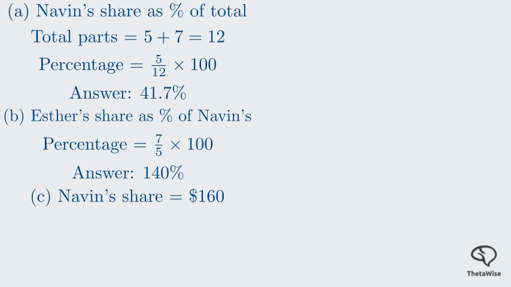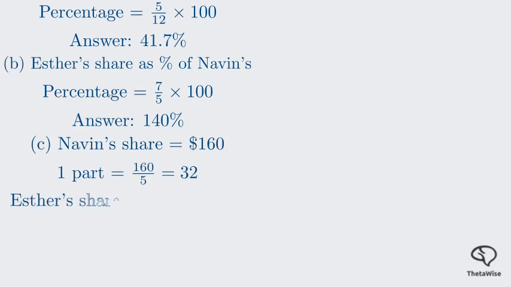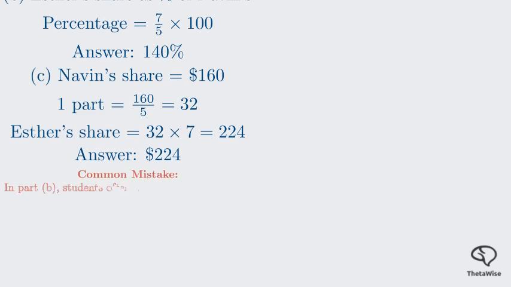We need to work out Esther's share. Since Naveen's 5 parts equal $160, let's find the value of 1 part. Esther has 7 parts, so we multiply 32 by 7. The answer is $224. Common mistake: in part B, students often divide by the total parts instead of Naveen's parts. Always read carefully to see what the base of the percentage should be.